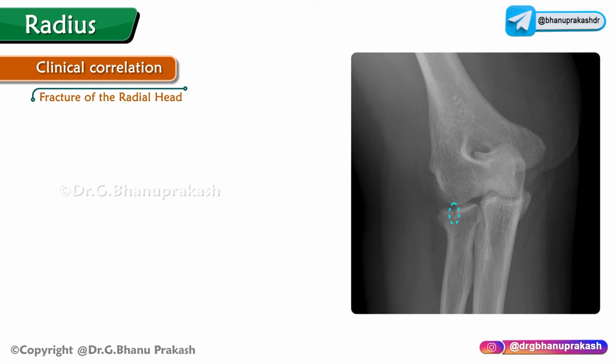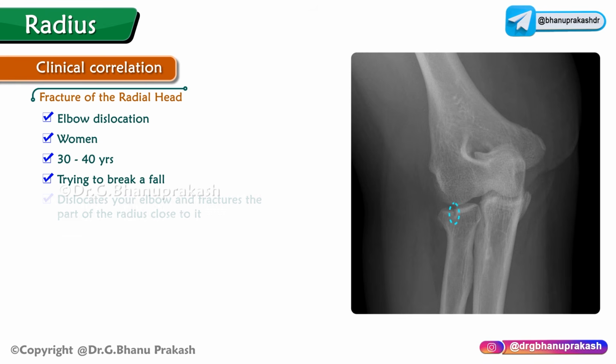Clinical correlation. Fracture of the radial head. This type of fracture is more commonly seen in elbow dislocations. They are more common in women. It usually occurs in individuals between 30 to 40 years of age. It is caused by trying to break a fall with your hands, where the force travels up your forearm and dislocates your elbow and fractures the part of the radius close to it.